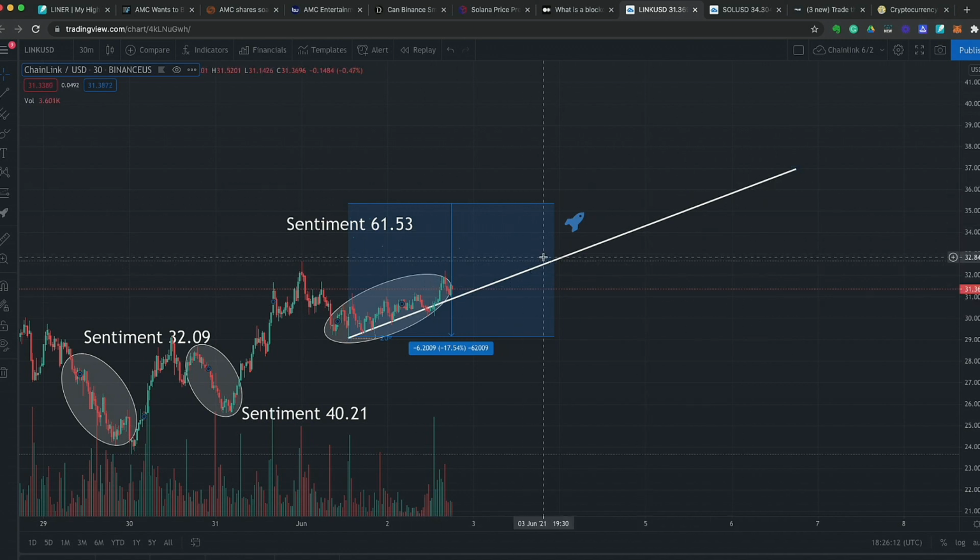Now, there are some benefits to this. I'm going to try to follow this up with another video to layer in the amplification. We didn't have time to do the amplification data on Chainlink, but I do have it on Solana.